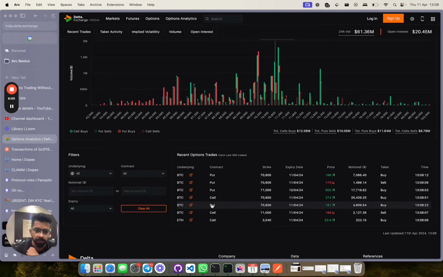And this chart shows us the recent option trades which have been taken. As you can see, I'm recording this video at 1:09, and in just this past minute, 3 trades have been taken, which were all on the put side. 2 of these put options have been bought and 1 has been sold, and this will update live as you can see on my screen.